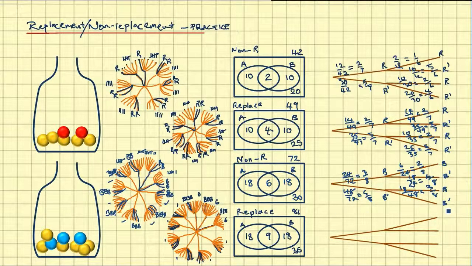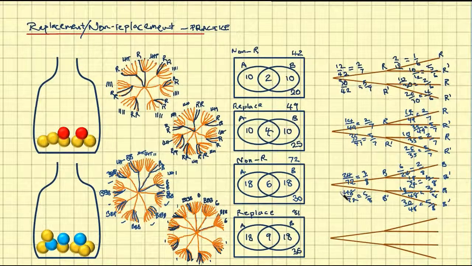And finally, not getting a blue is going to be 30 out of 18 plus 30, 48, which gives me my complement of 5/8. Okay. So lastly, with replacement, I should get the same sort of pattern as I had here. So let's see if I do.